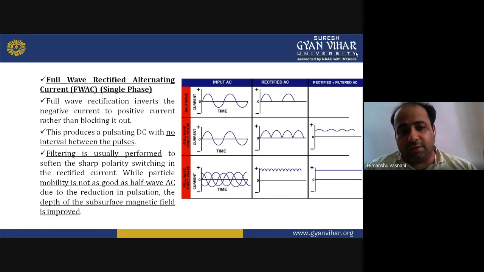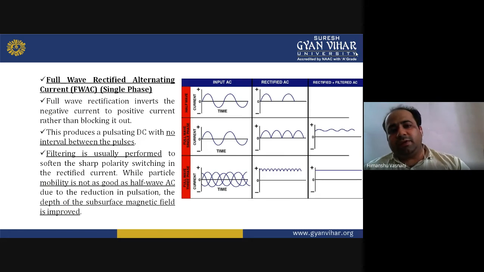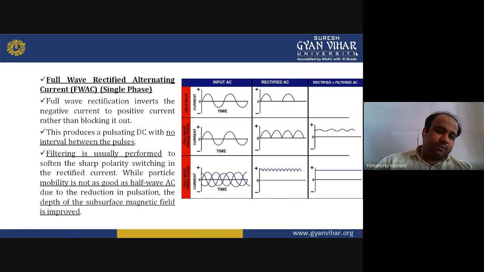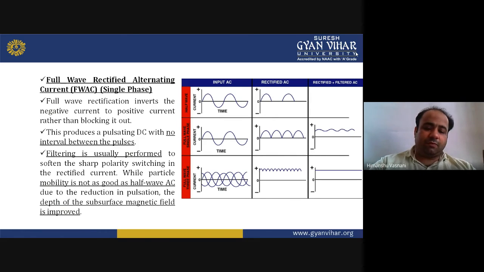While particle mobility is not as good as the half wave alternating current due to reduction in pulsation, the depth of the subsurface magnetic field is improved. Now here in FWAC, the full wave rectified alternating current, the depth of the subsurface magnetic field is improved. HWAC has applications in the electromagnetic yoke, and in FWAC the depth of the subsurface magnetic field is improved.